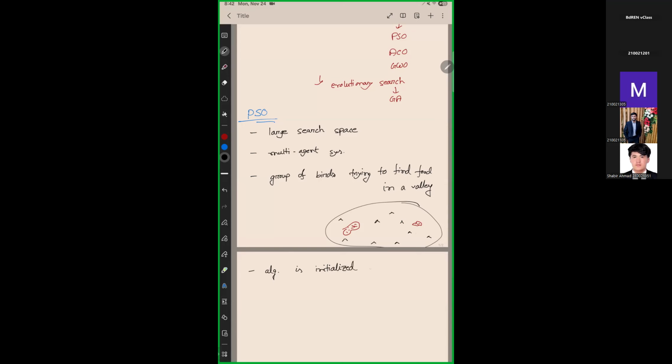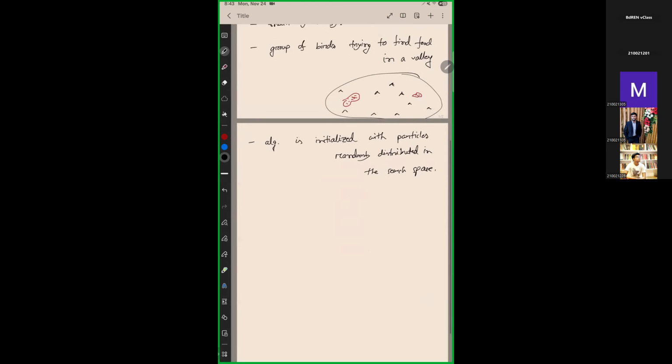with particles randomly distributed in the search space. Some are closer to the solution or the food. Some are far away from the food. Now the position of these particles we have represented using a vector.